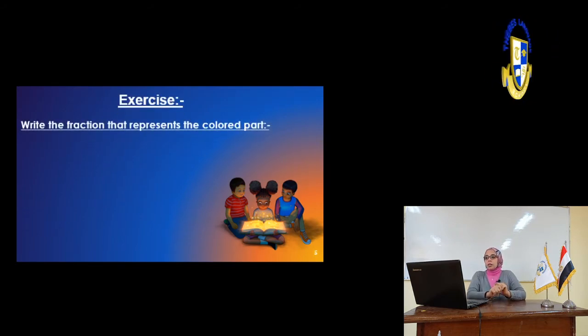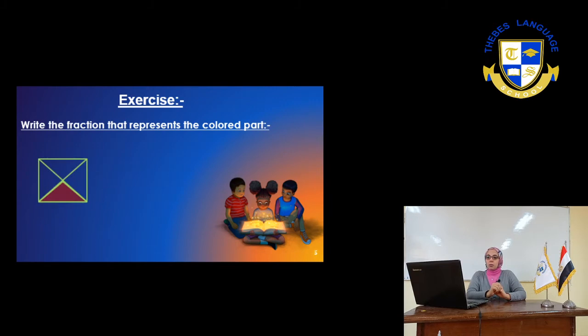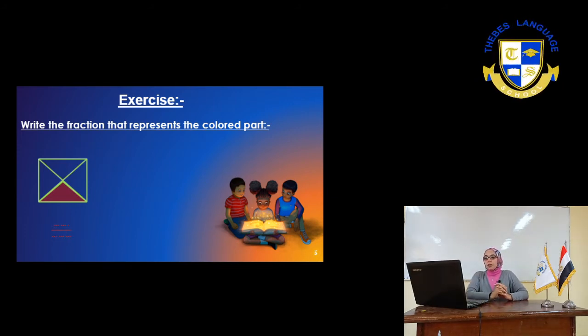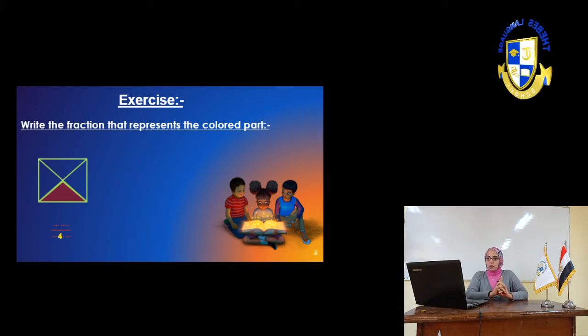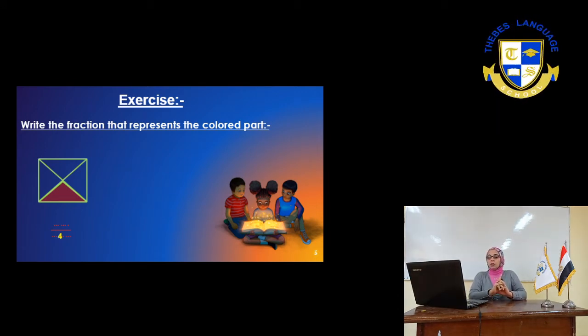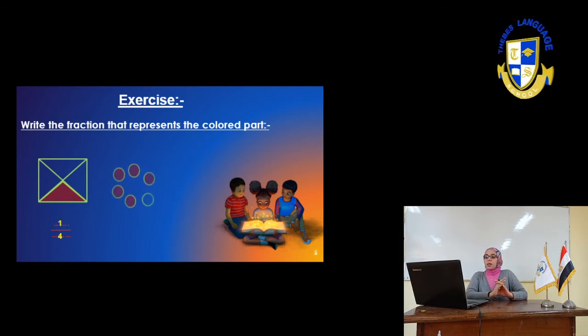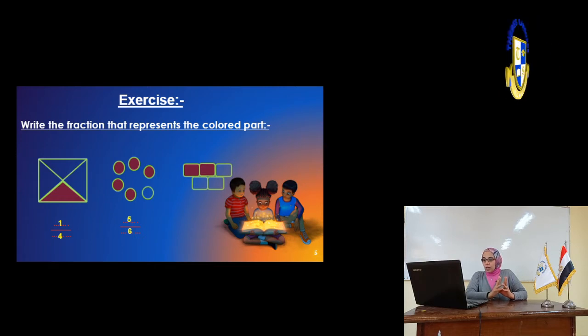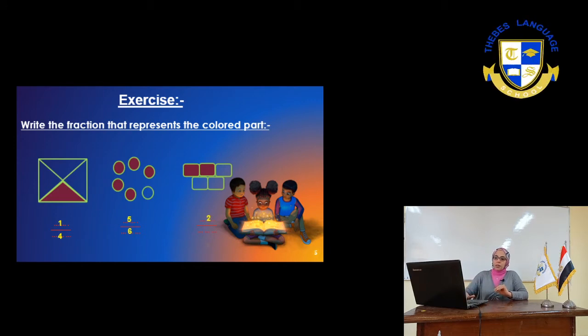Write the fraction that represents the colored part. We said before that if you want to write the fraction, please write the colored part up and all the parts down. The first figure, we have 1 colored, so 1 in the numerator, and all the parts, count with me, 1, 2, 3, 4, so it will be 1 over 4. It will be a quarter. Next, the colored part 5, and all parts 6, so it will be 5 over 6. The third figure, we have 2 colored and all of them are 5, so it will be 2 over 5. Next slide.